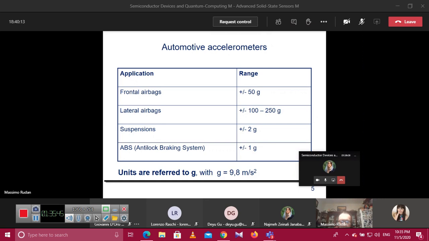Frontal airbags may go in the range of 50 G. G is the gravitational acceleration, of course. Lateral airbags, even larger. Suspensions and ABS, the anti-lock braking system, much smaller than that.